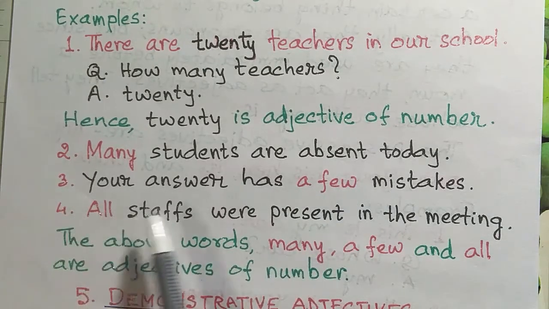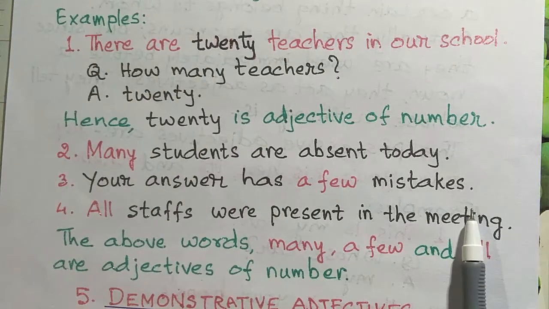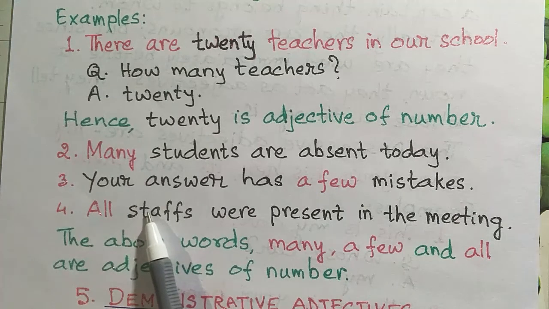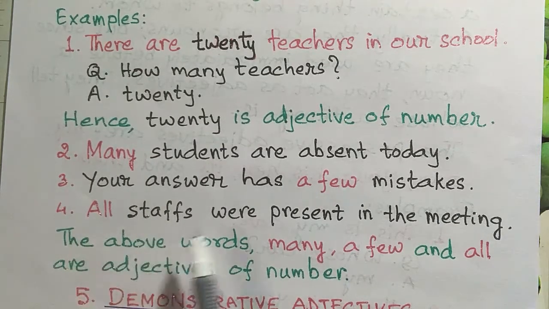Then number 4, all staffs were present in the meeting. How many staffs? All. Whatever is the total number of staffs in an establishment, all were present, so all is also a number. Therefore it is an adjective of number because it is giving information about the number of staffs. The above words many, a few and all are adjectives of number.